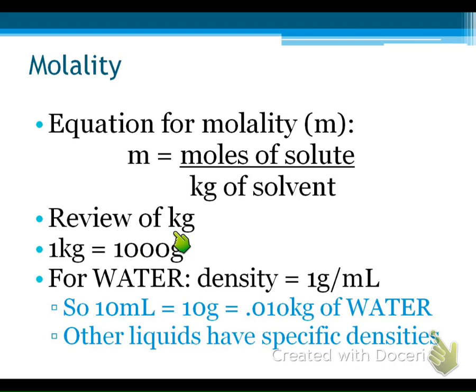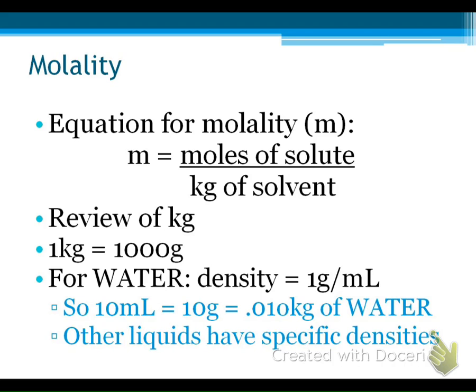We'll convert that to kilograms. So to review kilograms, 1 kilogram is going to equal 1,000 of the base unit, which is a gram. Remember, kilo means 1,000, so a kilo is always 1,000 of whatever base unit we're talking about. To convert from grams to kilograms, we would use the same process as converting from milliliters to liters. When we go from grams to kilograms, we divide by 1,000. 1 kilogram equals 1,000 grams.